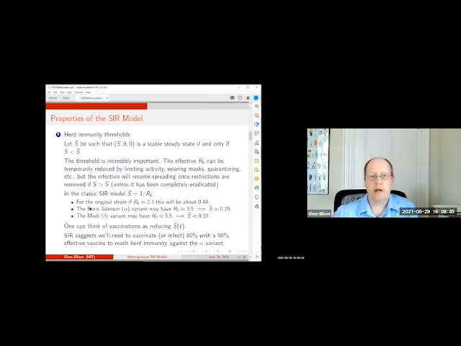A crucial concept here is the herd immunity threshold. Let S upper bar be the herd immunity threshold, such that the steady state with no infection is a stable steady state if S is less than S upper bar, and an unstable steady state if S is greater than S upper bar. This is the crucial fraction of the population that can be susceptible for it to spread or not spread if there's a very small infection. And this concept is incredibly important.